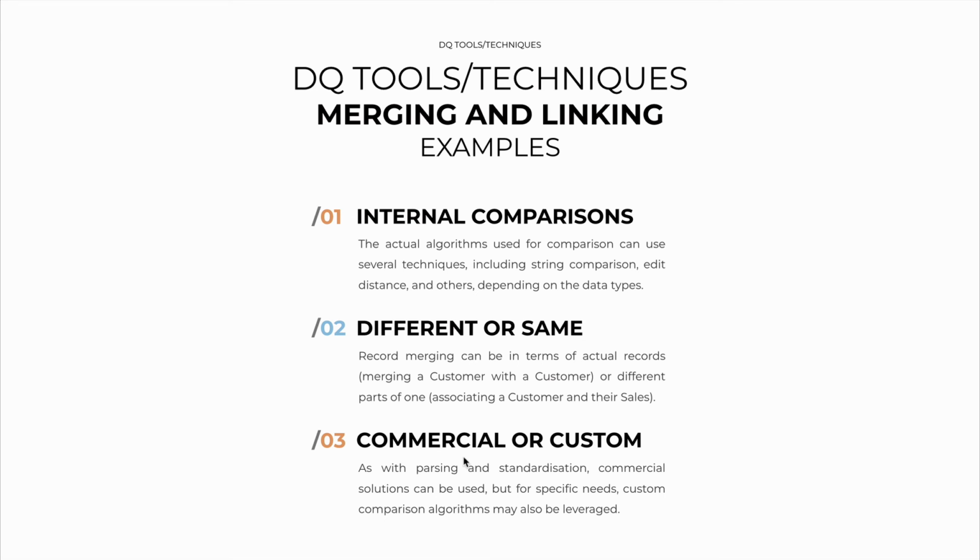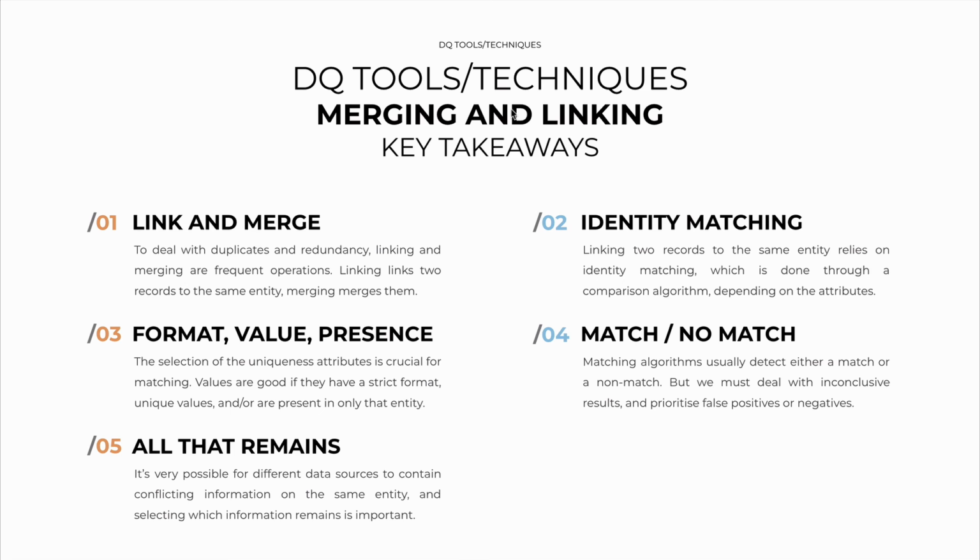And finally, as with other types of tools, such as for parsing and standardization, you can use commercial solutions. But if you have specific needs, you can create a custom comparison algorithm developed internally. For example, if you're trying to compare data in a database table with entities in a file with a different format, and no commercial tool can take care of it, maybe the quickest way is to have some of your best developers just quickly code a matching algorithm using a comparison library, pick the key attributes, and do it like that. What are our key takeaways here?